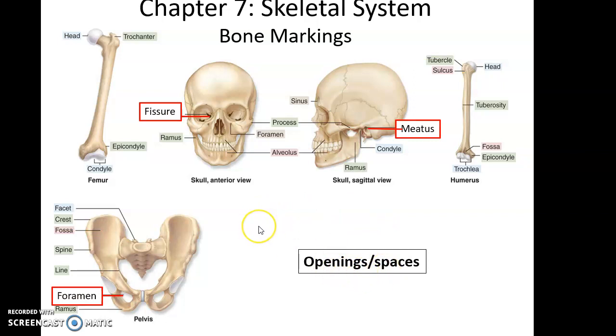And then we have openings and spaces. These are actual pockets where something is located. So we have foramen. A foramen is a hole that goes through the bone. Foramina can be found in a lot of bones, especially bones of the skull, and things like blood vessels, nerves, muscles pass through them. Fissures are more thin, jagged spaces, and we see some fissures in the eye sockets or orbits. And then a meatus is a tube that then comes to a bony end. So it's more like a cave, I guess. And the main meatuses are related to the ears.